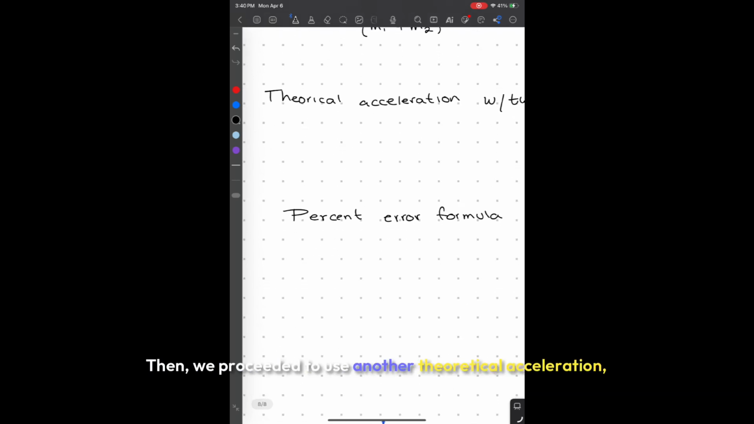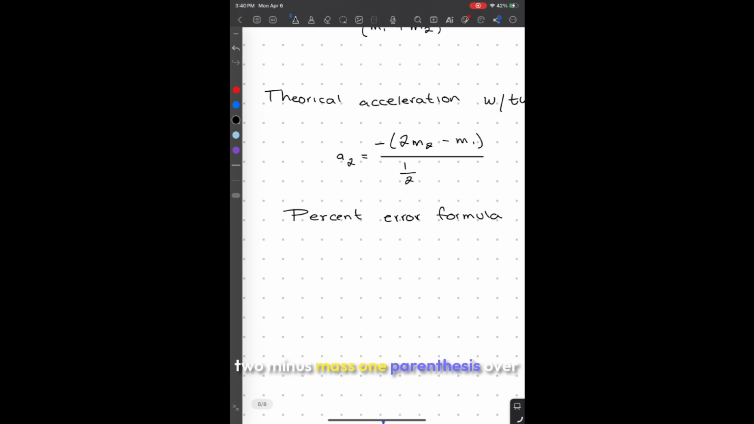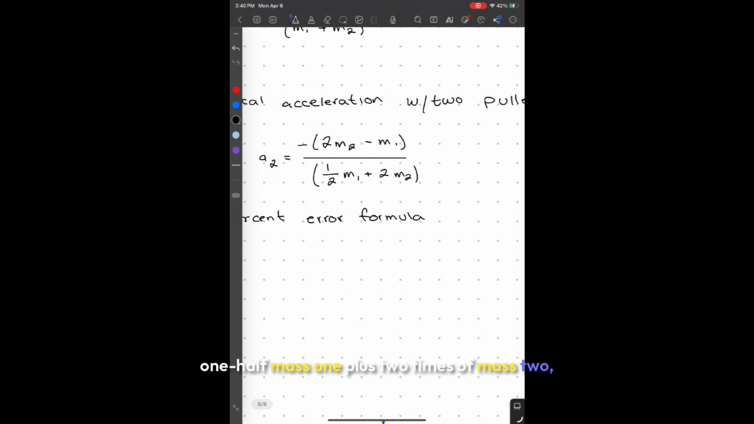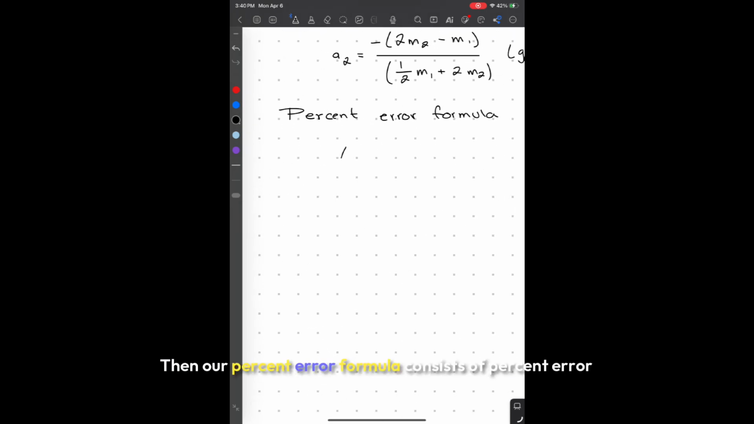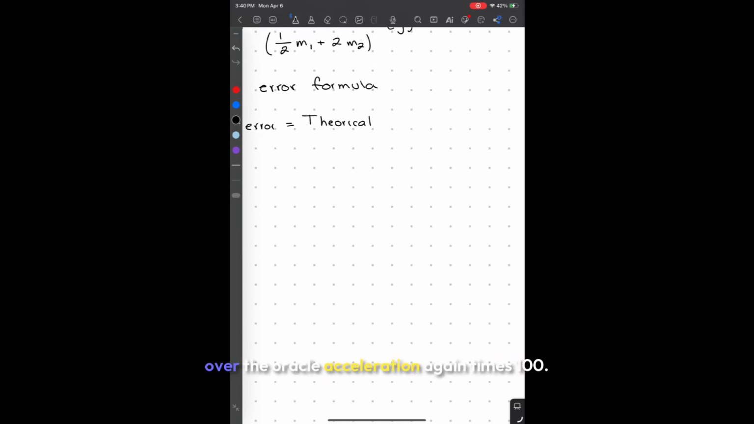Then we proceeded to use another theoretical acceleration, but now it has to be calculated through the two masses of the two pulleys, which would be acceleration 2 equals negative parenthesis 2 times mass 2 minus mass 1 parenthesis over 1/2 mass 1 plus 2 times mass 2, again multiplied by gravity. Then our percent error formula is percent error equals theoretical acceleration minus experimental acceleration over our theoretical acceleration, times 100.